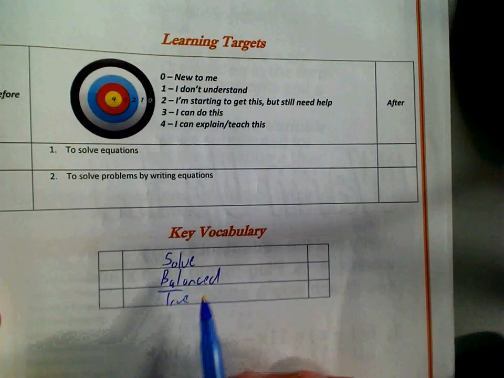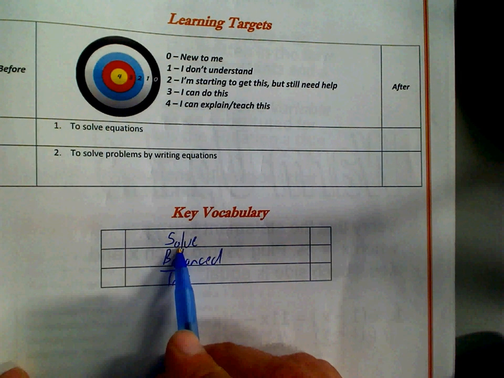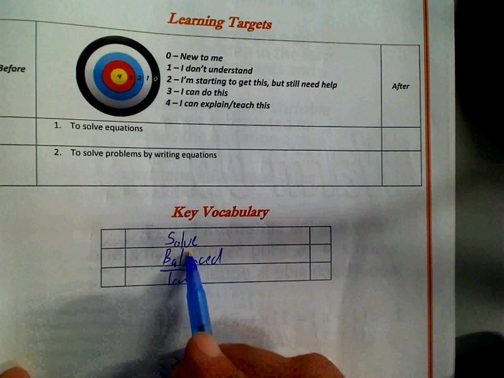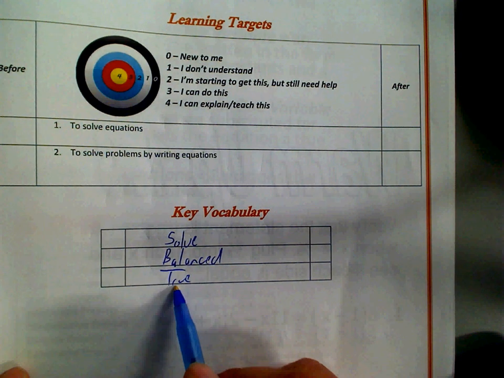Okay, some of the words that we are going to hit today, we're going to continue to talk about solving. We're going to talk about things that are balanced. And like we saw already, we're going to talk about what makes something true. True dat.